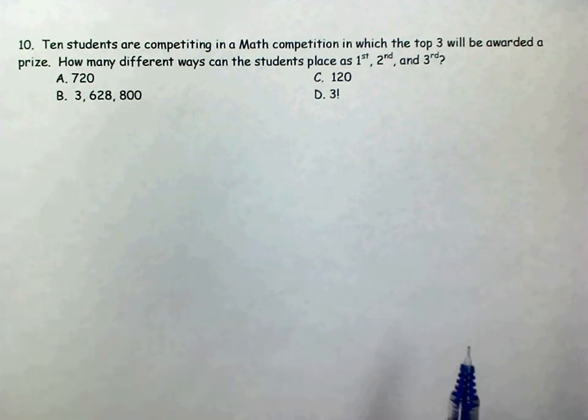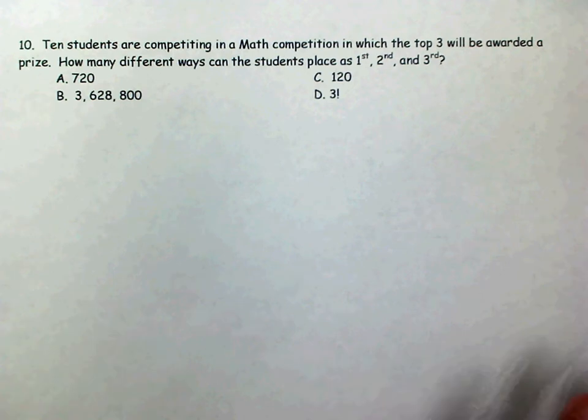Number 10 says 10 students are competing in a math competition in which the top 3 will be awarded a prize. How many different ways can the students place as first, second, and third place? You will definitely have a problem on your ACT Aspire similar to this, and this is not a standard in either Algebra 1 or Geometry.